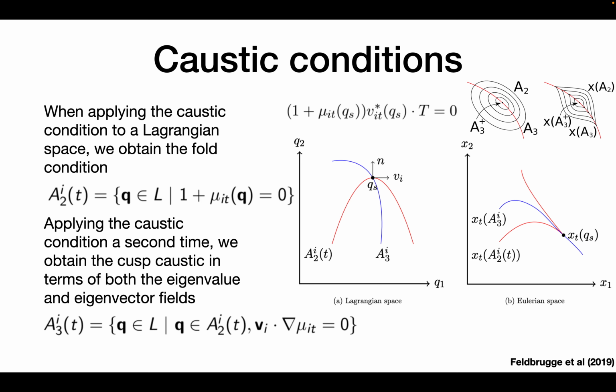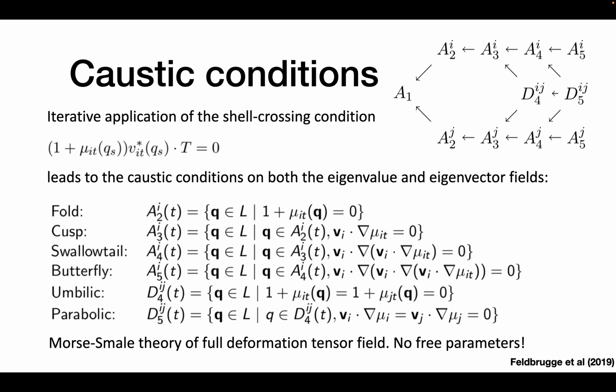And what you will end up with is that 1 plus mu has to be 0, which is the fault condition, which is exactly when the density spikes. However, if you apply this same condition now to the fault manifolds, you get the next condition, which is known as the cusp manifolds. The A3 manifold, which consists of the fault manifold, but in addition you see that the directional derivative of the eigenvalue field in the direction of the eigenvector field has to vanish. And this gives you the first higher order caustic, which is known as the cusp.